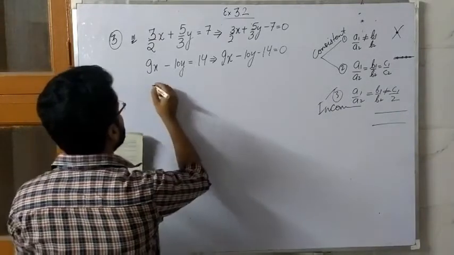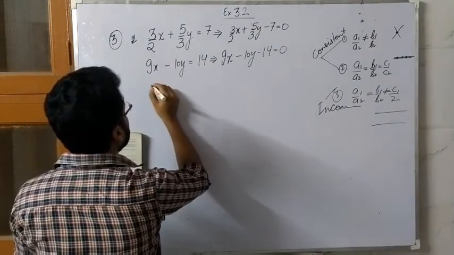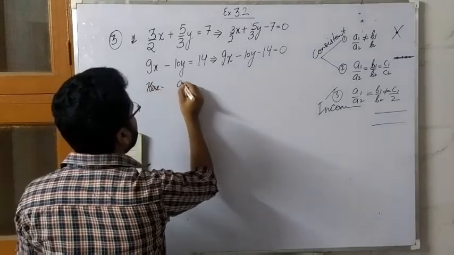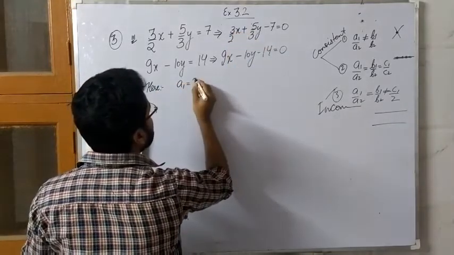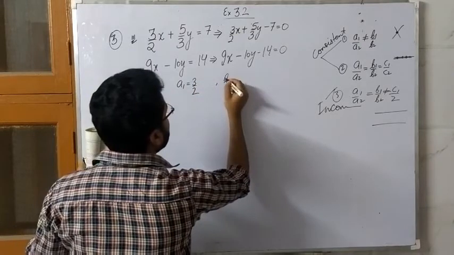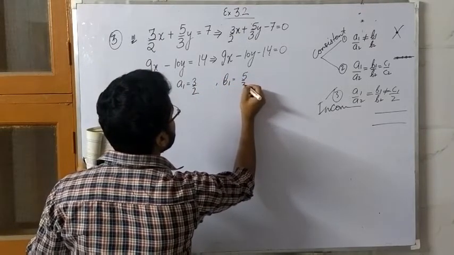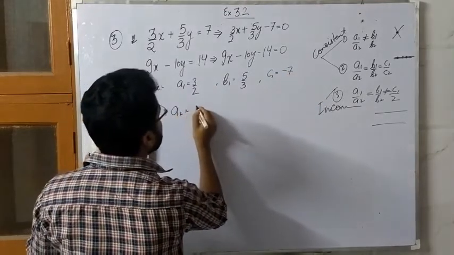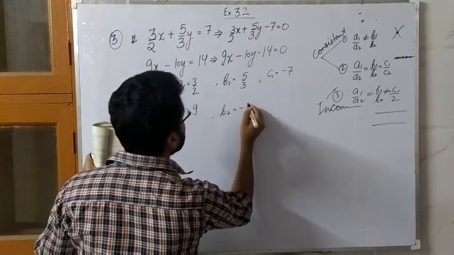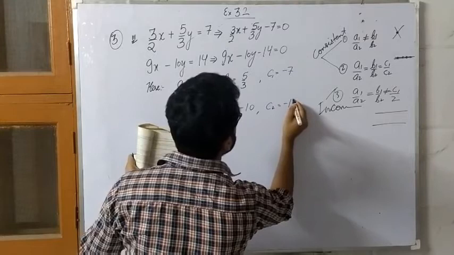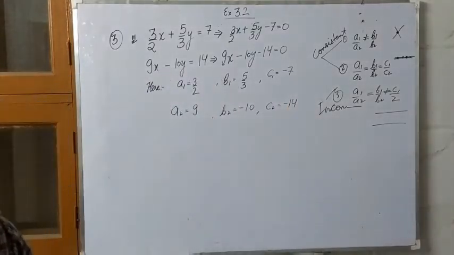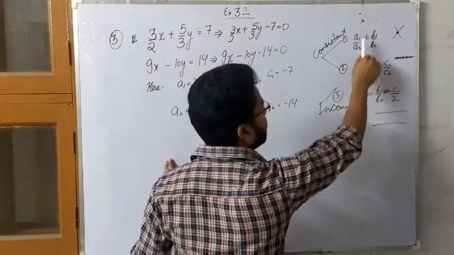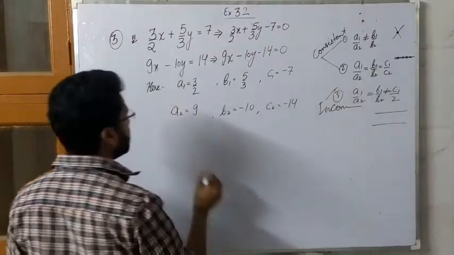Right? Now we will say that here a1 equals 3 by 2, b1 is 5 by 3 and c1 equals minus 7. a2 is 9, b2 is minus 10 and c2 is minus 14, right? Now we need to check consistency. For this we will find a1 upon a2, b1 upon b2 and c1 upon c2.